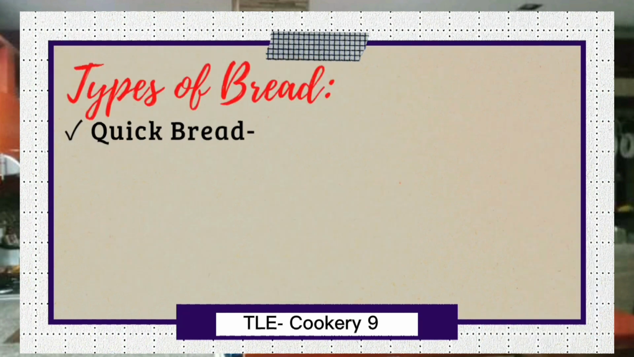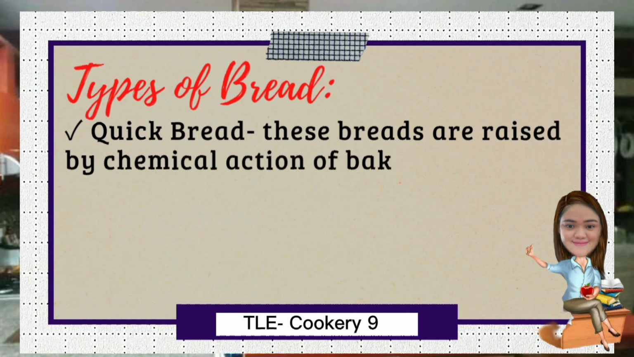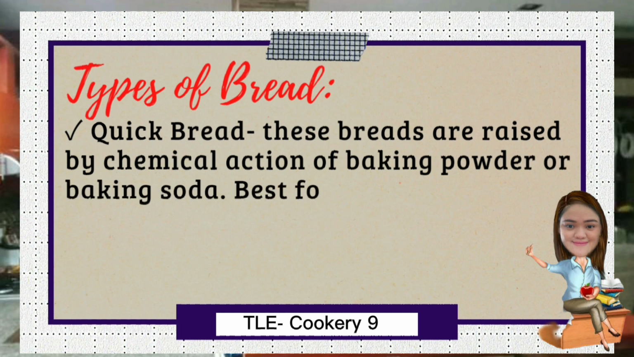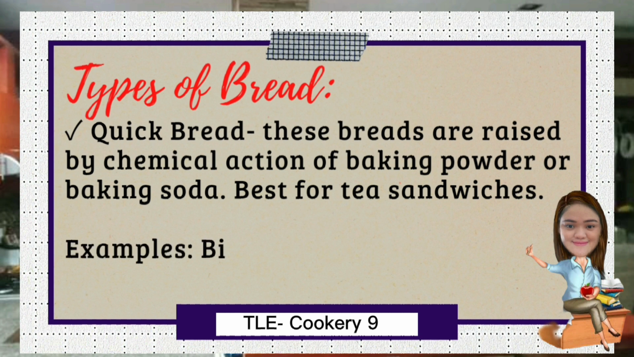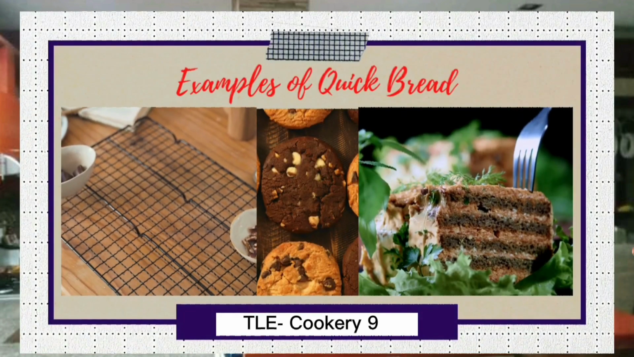Our last type of bread, quick breads. These breads are raised by chemical action of baking powder and baking soda, like biscuits, banana bread, and carrot bread, and are generally more tender and crumbly than yeast bread. They are used for sweeter tasting sandwiches and are best for tea sandwiches. These are examples of quick bread.